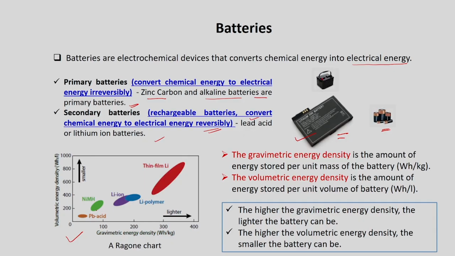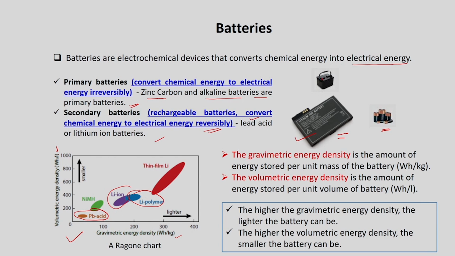So, you can see the position of lead acid batteries is here, and lithium ion batteries and lithium polymer batteries are here. In the vertical axis it shows volumetric energy density, and in the horizontal axis it shows gravimetric energy density. Gravimetric energy density represents watt hour per kg, and volumetric energy density represents watt hour per liter. So, what does it mean?